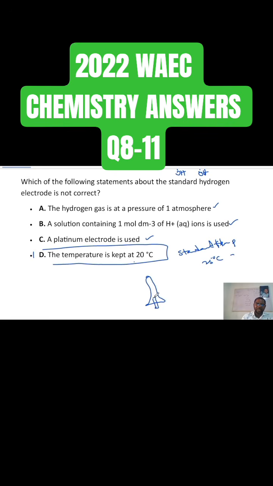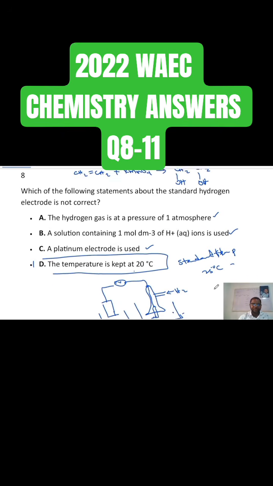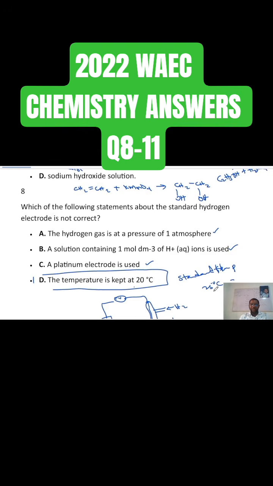This is the platinum electrode. Then you have a space here where hydrogen is being pumped into. Then, of course, connected to the other electrode. Both of them are in their solutions, and so on and so forth. But that's by the way. That's a topic on its own.